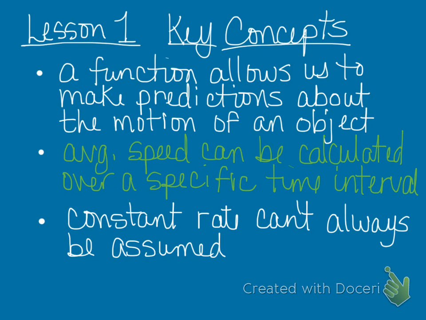Okay, so today in lesson 1, some of the key concepts are that a function, and we're going to define what that is a little later, allows us to make predictions about the motion of an object. That would just be one specific type of function. There are all types of functions where we can make predictions about maybe the height of a person or some other measurement of something. But in this lesson, we're going to specifically talk about the motion of an object.